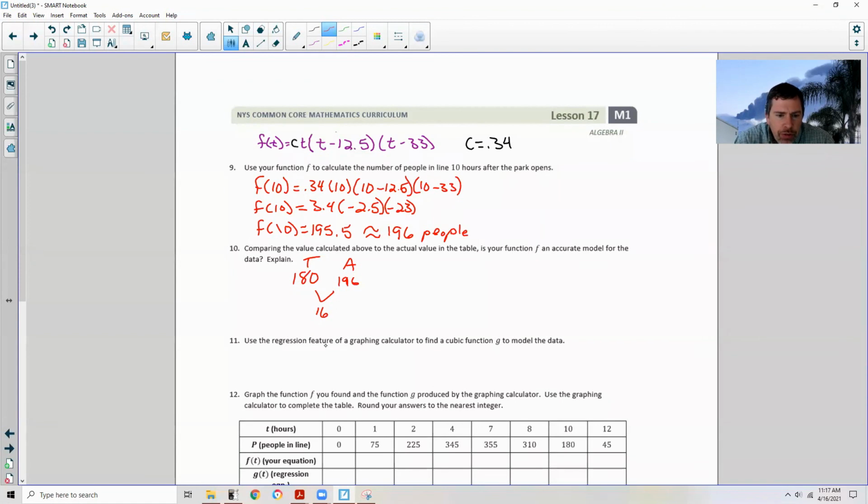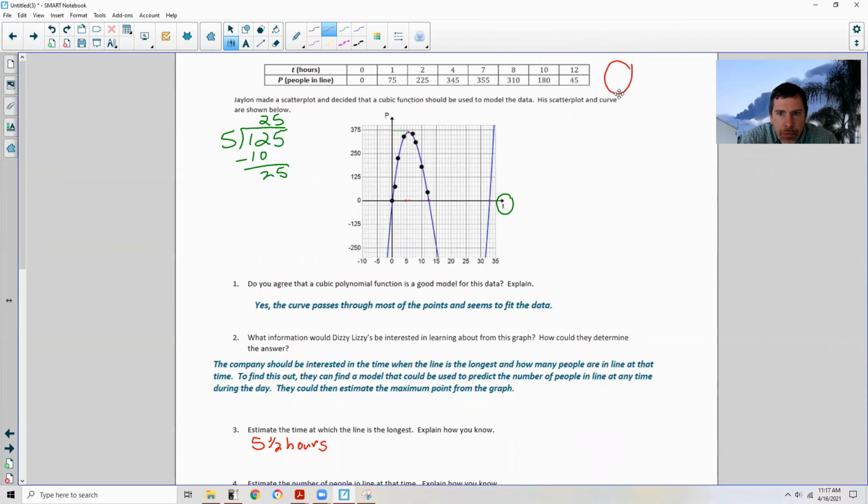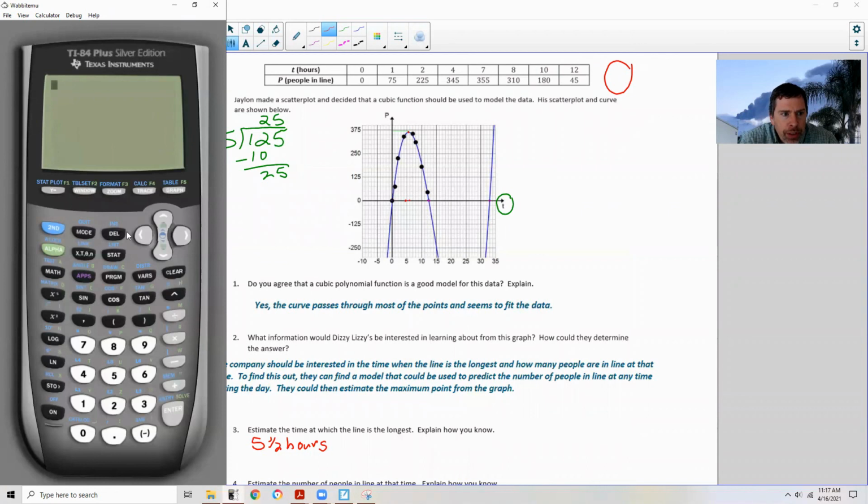Now it says use the regression feature of a graphing calculator to find the cubic function g to model the data. All right, so I'm going to go back a page. We're going to put this data into our calculator, so let's review that. I always clear my home screen. I always go to y equals, clear that, arrow up to plot 1 and turn it on because we're plotting statistical data. Then we press the stat button. We hit edit to enter our data. To clear something that's already there, you arrow up to L2 and hit clear, arrow down, it goes bye-bye. Do the same in L1.